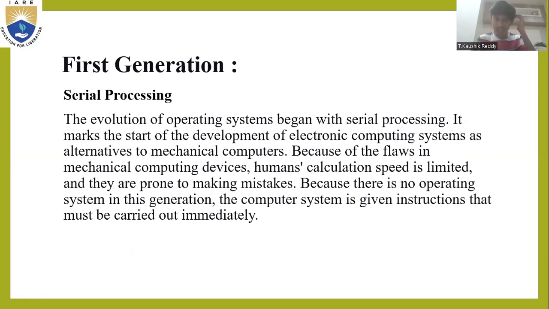First generation: serial processing. The evolution of operating systems began with serial processing. It marks the start of the development of electronic computing systems as alternatives to mechanical computers. Because of the flaws in mechanical computing devices, human calculation speed is limited, and they are prone to making mistakes. Because there is no operating system in this generation, the computer system is given instructions that must be carried out immediately.